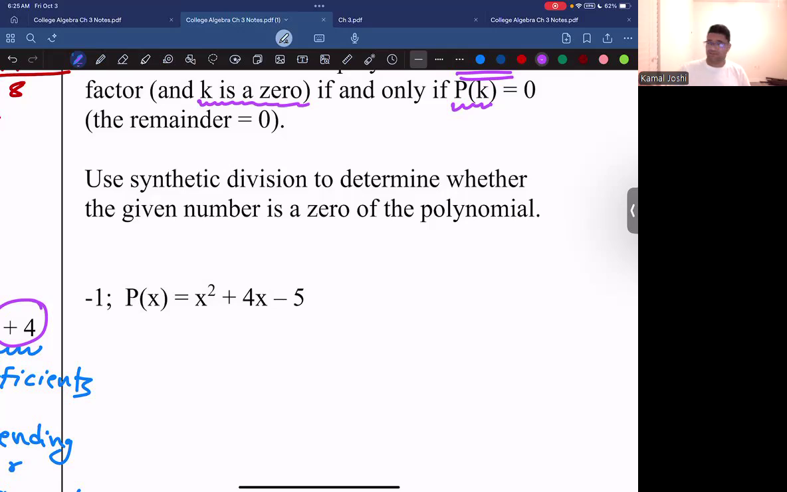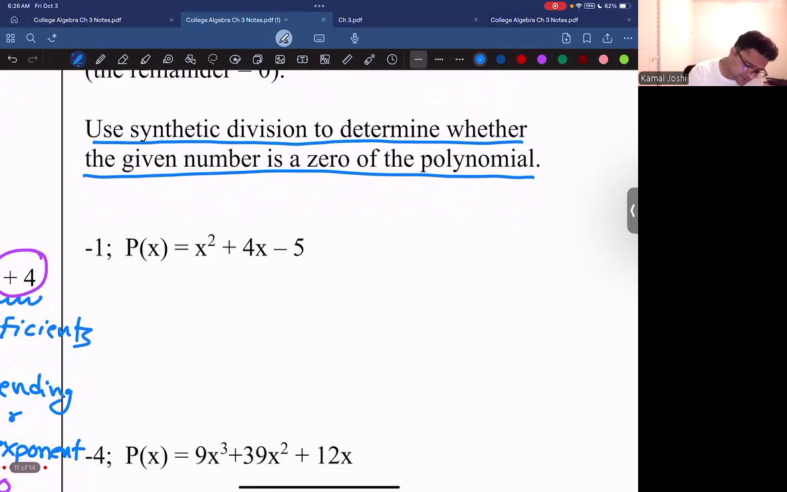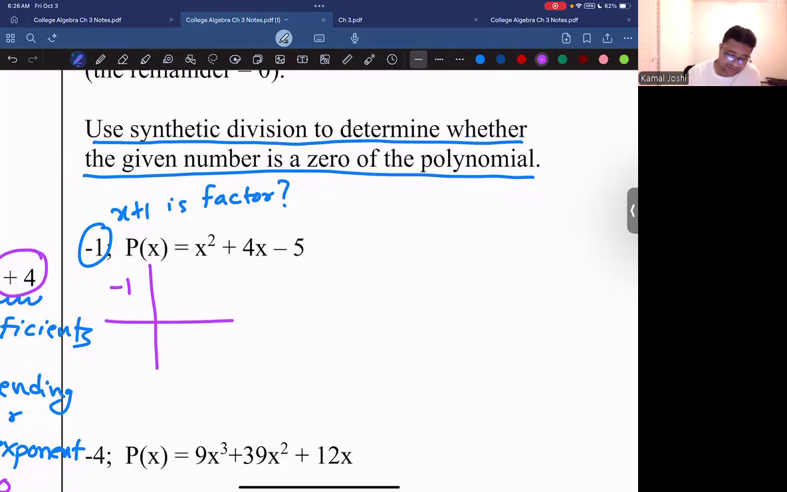At the end of the synthetic division, if the remainder is 0, then it is a factor, otherwise not. So let us look at an example here. Use synthetic division to determine whether the given number is a 0 of the polynomial, which means whether x plus 1 is a factor or not. That is the question. You know how to do the synthetic division very well. Please go ahead and do it and check with me.